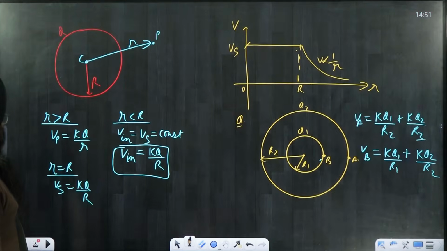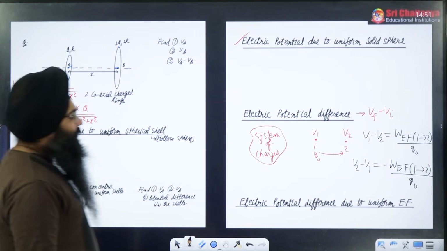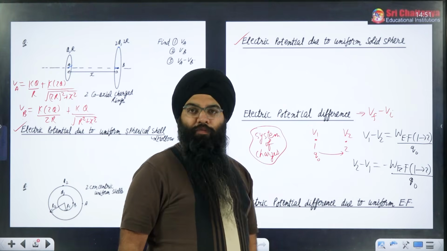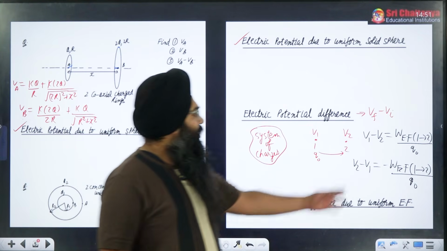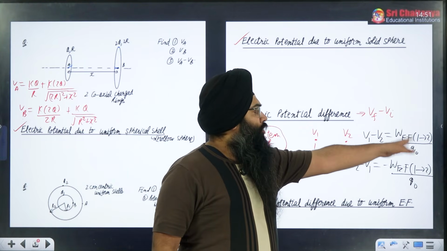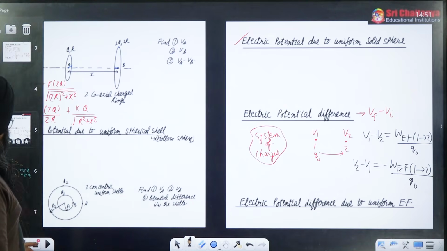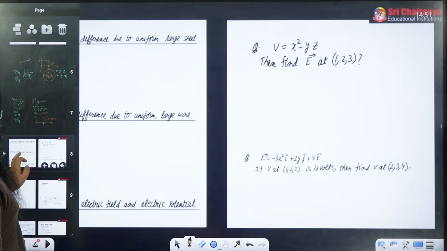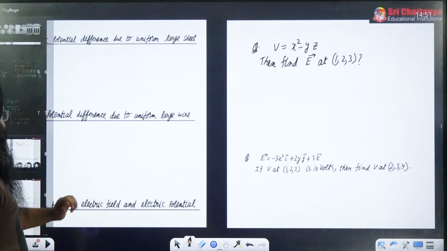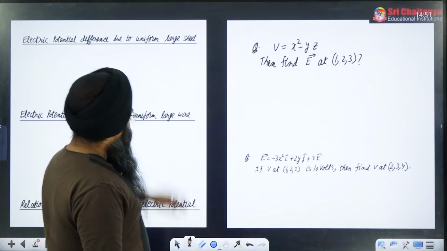So let me discuss one important point, that whenever we want to write electric potential difference due to a uniform electric field, then also this will be like this only. Work done by electric field from point 1 to point 2 divided by Q naught will give you V1 minus V2. I hope it is clear to you. Chalo, let's discuss this particular result. Electric potential difference due to uniform large sheet.